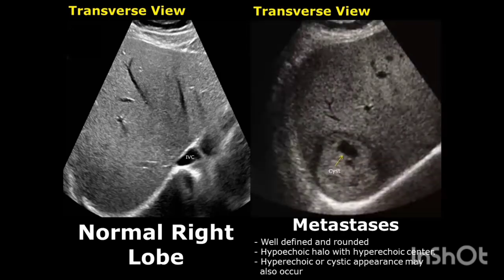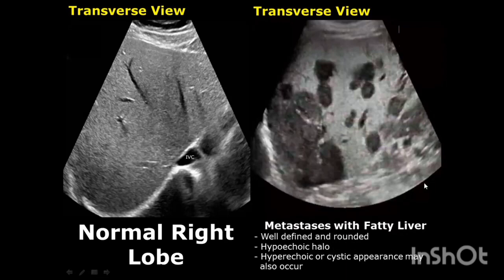Some metastatic lesions can have cystic components as well. Over here we have the hypoechoic halo and a hyperechoic inner region, followed by a cystic area in this metastatic lesion. This image shows multiple metastatic lesions along with a fatty liver.